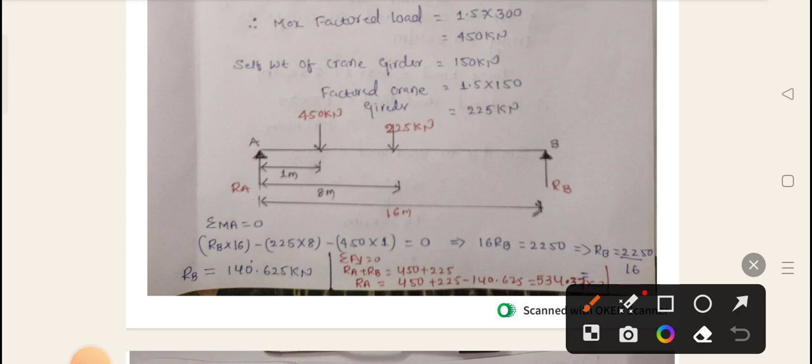Next time, this course is over. Always, while doing an examination, don't take 450 first and then 25. Don't do that. Come from one end and consider all the forces. So next, this is over. Next I will go with this one.